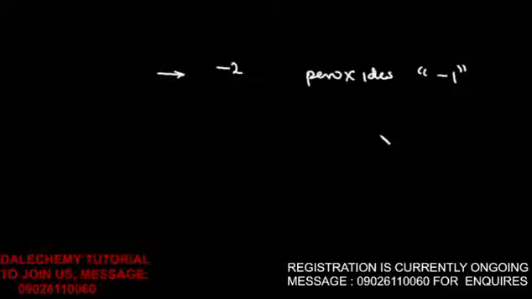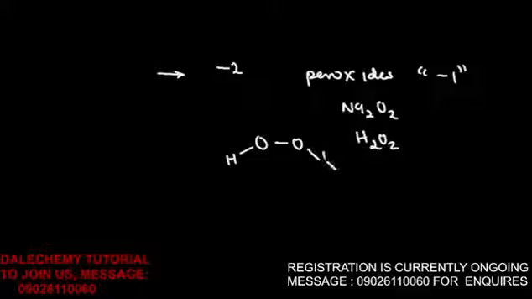Now, what are peroxides? Peroxides are compounds in which there is an oxygen to oxygen single bond. For instance, we have sodium peroxide and hydrogen peroxide. In hydrogen peroxide, we have a hydrogen bonded to one of the oxygens and another hydrogen bonded to the other oxygen. We also have sodium peroxide, where there is an oxygen to oxygen single bond with sodium on each side. In this kind of compound, oxygen exists in the -1 oxidation state.